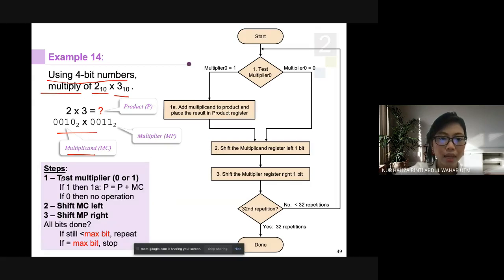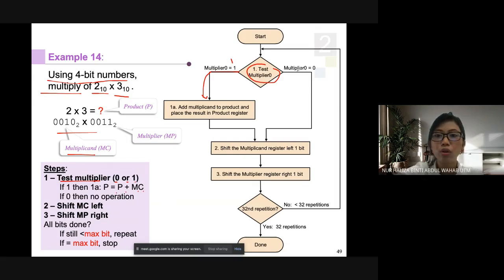So step by step, test the multiplier. It is either 0 or 1. If it is 1, then the multiplier bit is equal to 1, so it goes in here. So you will do P plus MP. The product, you add it with MP.